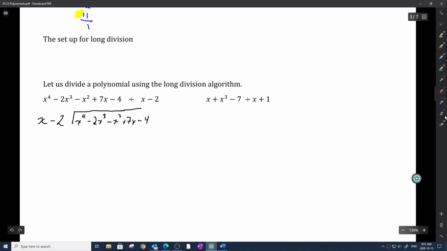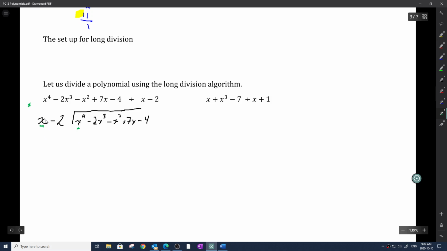So let us carry on. Switch colors to green. I have to change my words a little bit over here. So the words that I'm going to change, I'm not going to ask myself how many times does x minus 2 go into this. Instead, I'm only going to concentrate on the first term. X times what gives me x to the power of 4? That is equivalent to saying x goes into x to the power of 4 how many times?